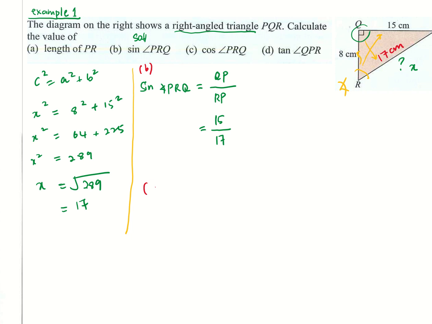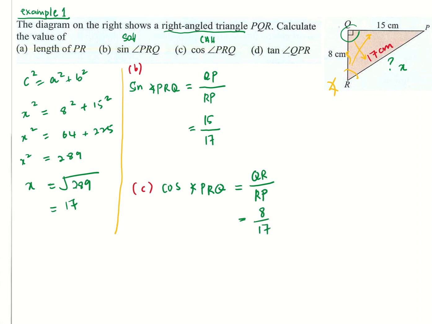Let's move on to question C. Cos angle of PRQ. We knew that cos is CAH. So adjacent for R is the length of QR and hypotenuse is RP. So the length of QR is 8 over 17. So our last question is D.